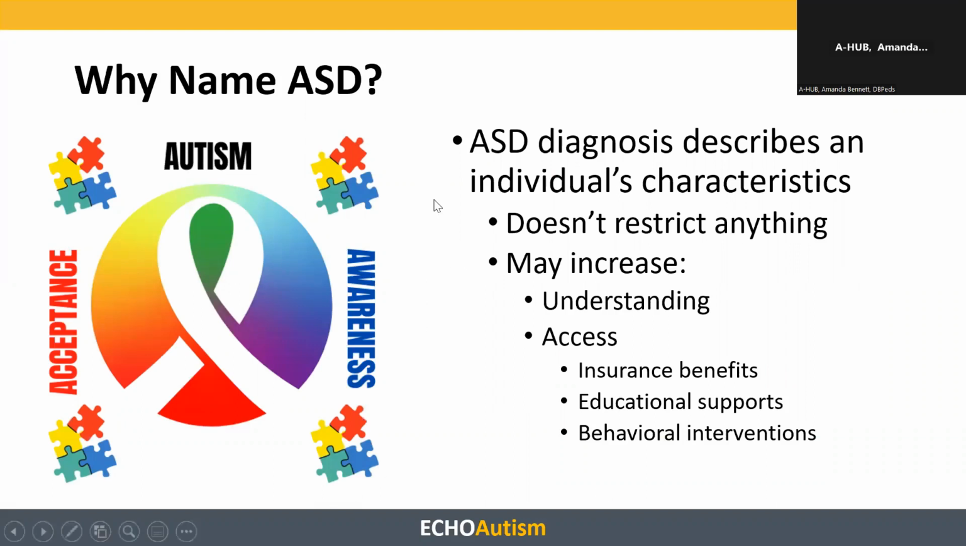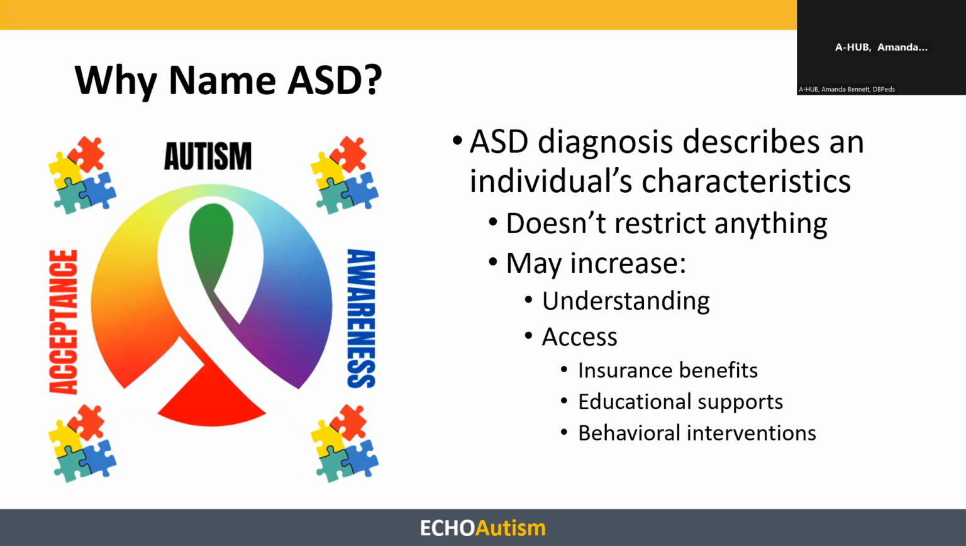And so I think it's really important to say to families that the reason that we name this diagnosis is because it is really just describing this person's characteristics. The name itself is just saying this person has these characteristics. It doesn't take anything away, but what it can do, having that autism diagnosis named for a child, is help everyone in that child's life understand them better, understand what supports they might need, understand why they might have a behavior that seems a little bit different.